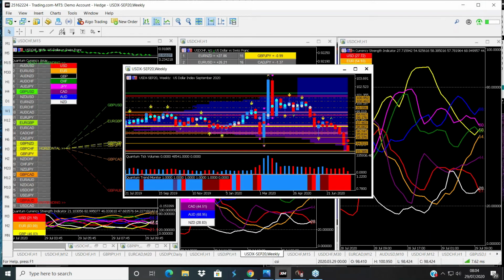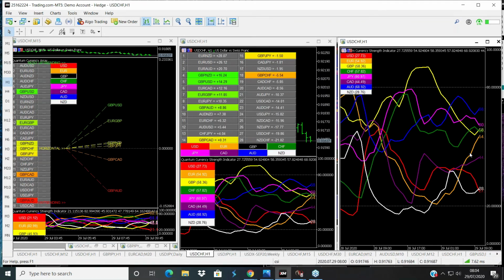How that's been reflected on the CSI: I've got the hourly CSI. The red line is obviously the dollar. We can see these efforts to rise, falling back, efforts to rise, falling back. Where is it falling back to? It keeps falling back to that level. If it breaks that level and goes beyond it, then everyone's kind of writing off the dollar once again.